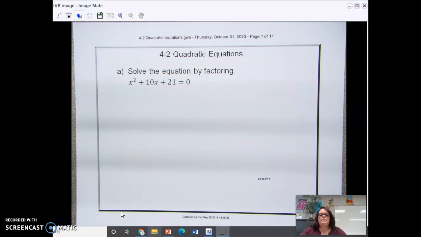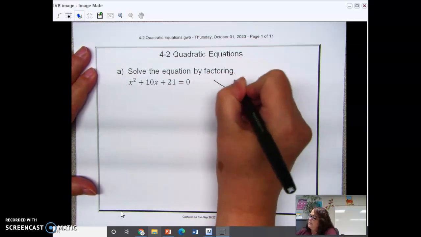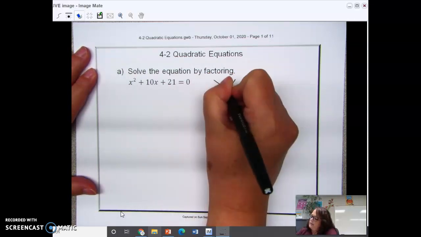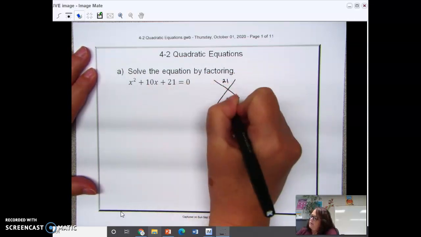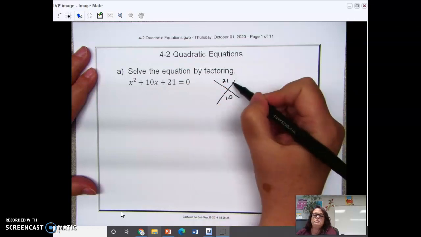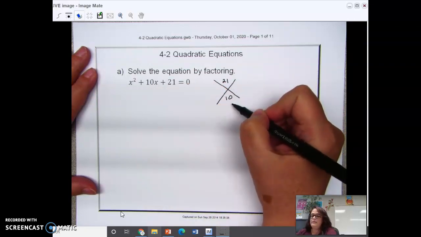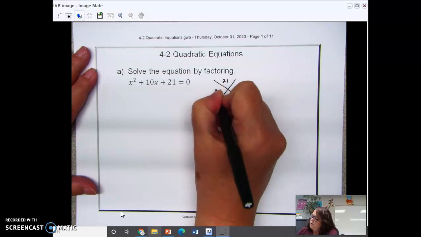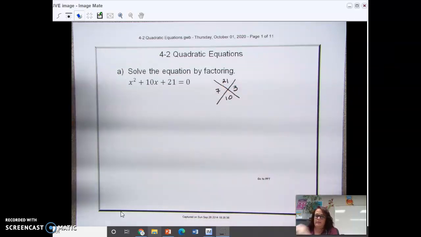All right, so I want you to take a look at this example and see if you can solve it by factoring. So go ahead and pause the video and give that a try. And so what we would do is take the big X and we put that last number at the top and the middle number at the bottom, and we say what multiplies to give us 21, that adds to give us 10. And so hopefully you got that it was 7 and 3.